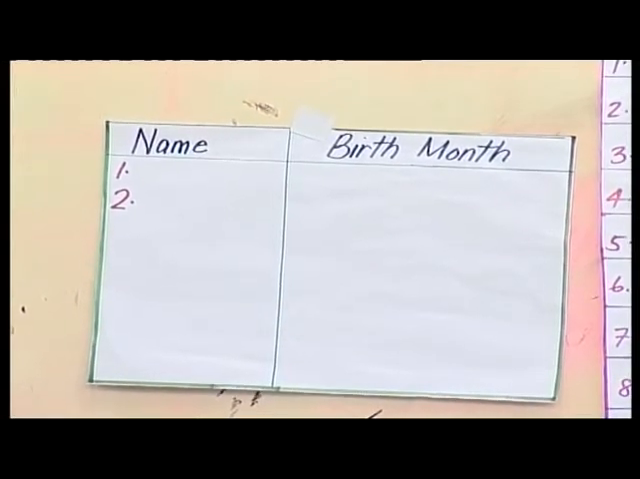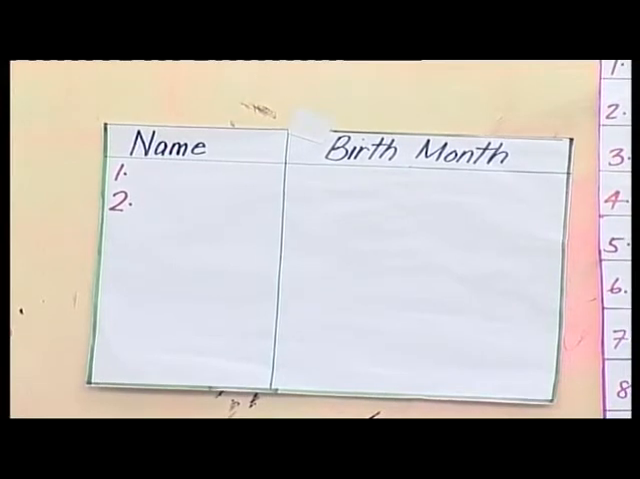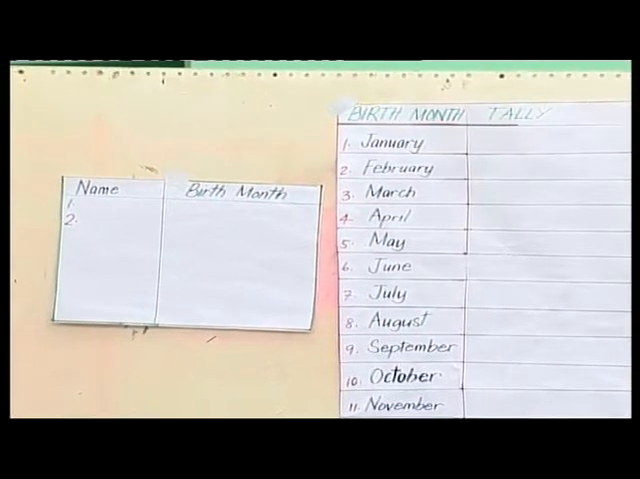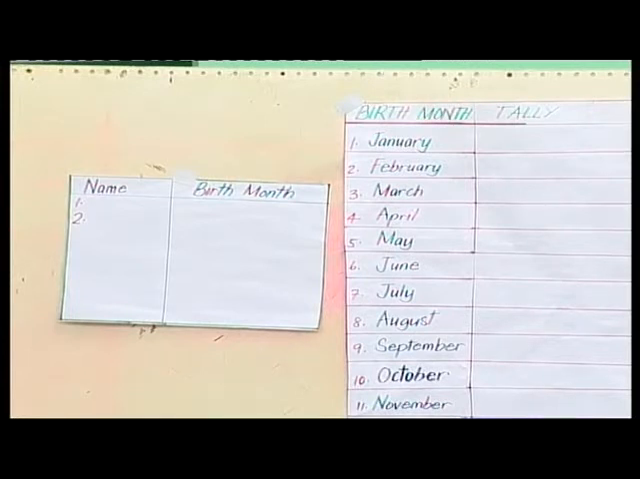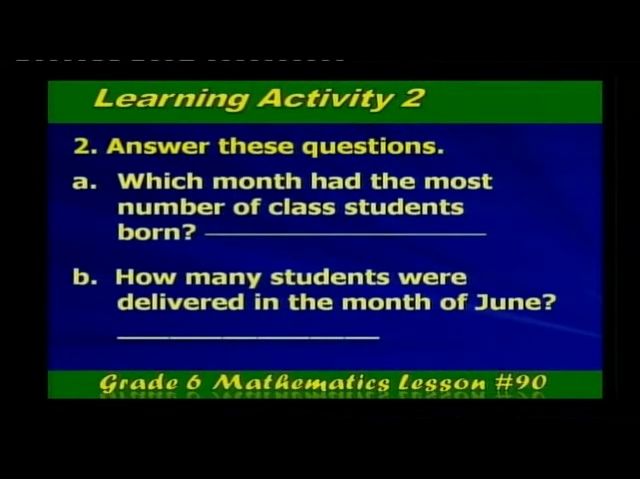Tomorrow we are correcting, just like what we did today. Complete it now. Just a month. A month only, February only. No need for dates or numbers or year. Just a month. All right?